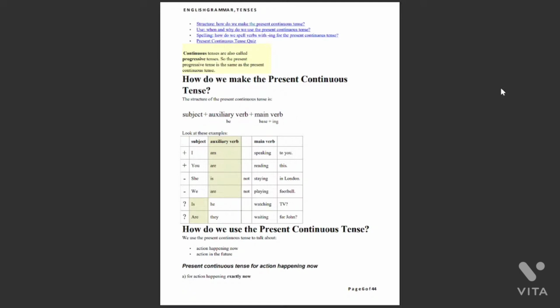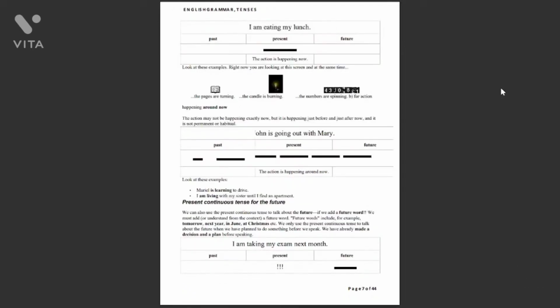The present continuous sentences speak like this. Present continuous tense for the action happening exactly now. For example, I am eating my lunch. So here the eating my lunch is happening exactly right away, now. So that is a present tense. Okay, the action is happening right now, and that sentence says this is happening right now.